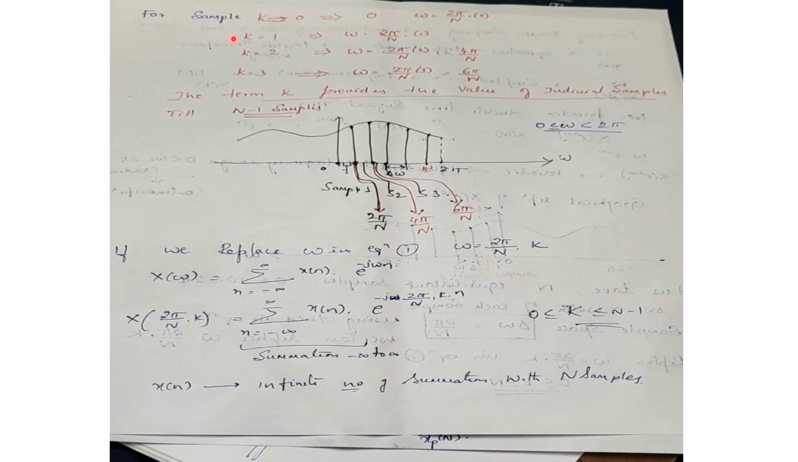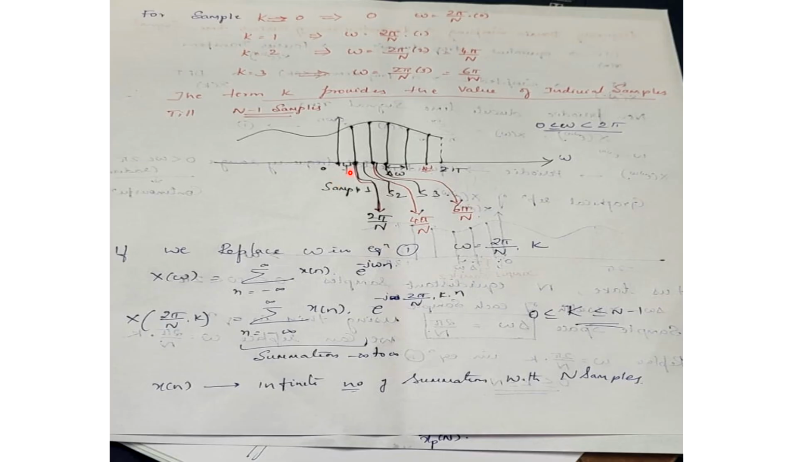So here, for the sample k equal to 0, omega is equal to 2 pi by N into 0. So at the origin, omega will be 0. At k equal to 1, omega is equal to 2 pi by N into 1. At k equal to 2, omega is equal to 2 pi by N into 2, we get 4 pi by N. At k equal to 3, omega is equal to 2 pi by N into 3, which is equal to 6 pi by N.